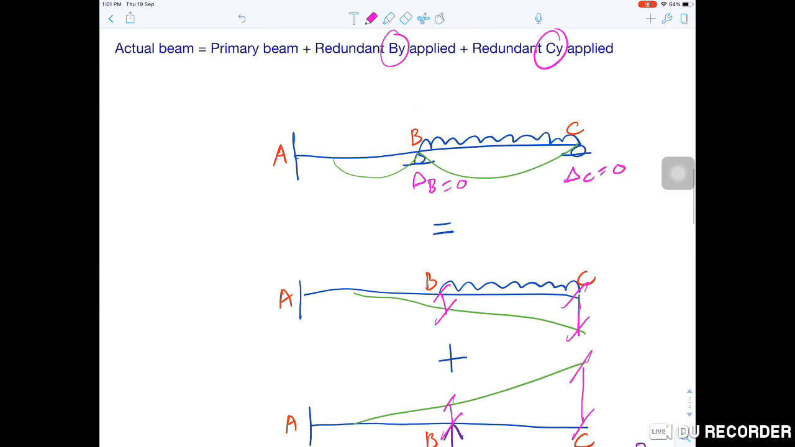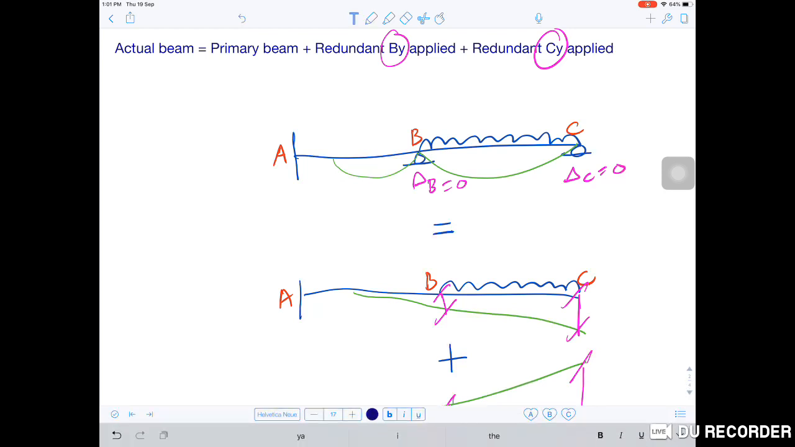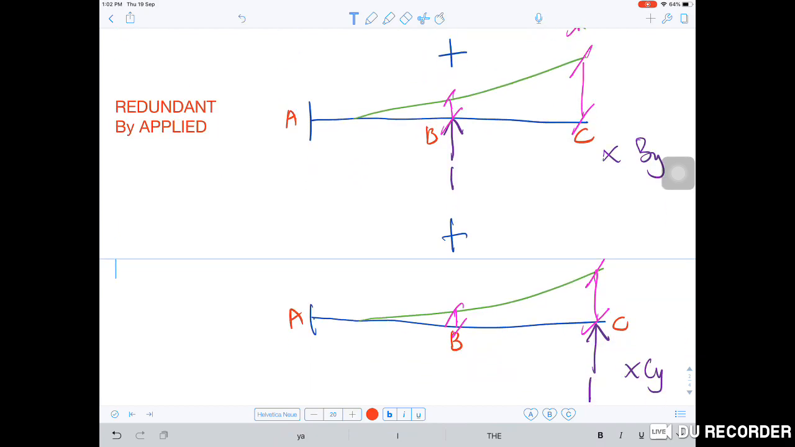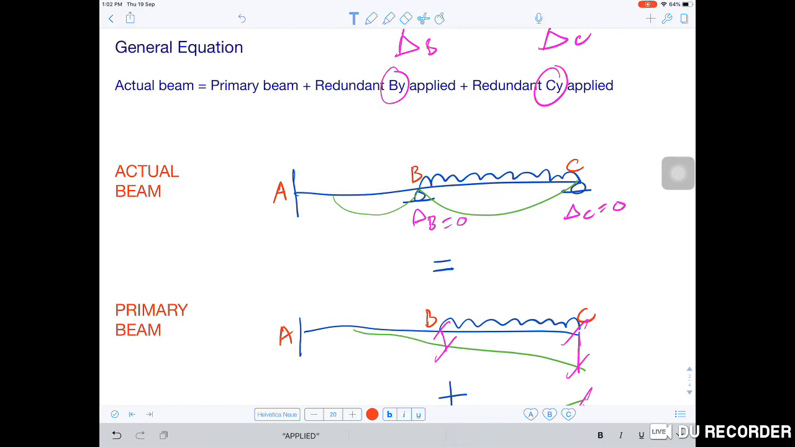Okay, this is actual beam, primary beam, and this is redundant BY applied, and this is redundant CY applied.